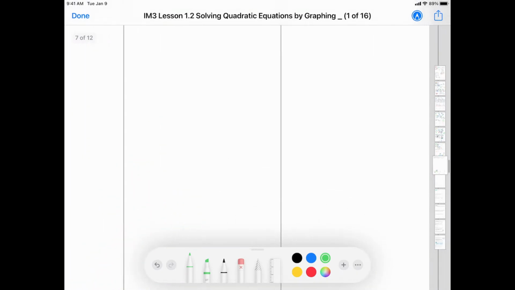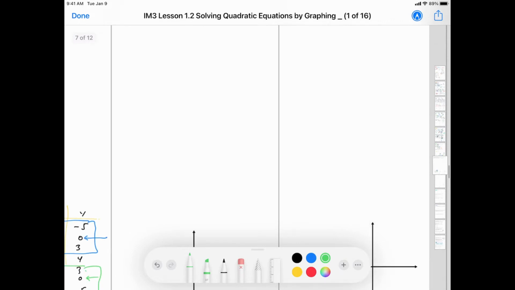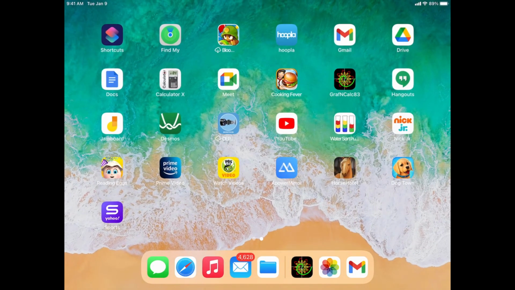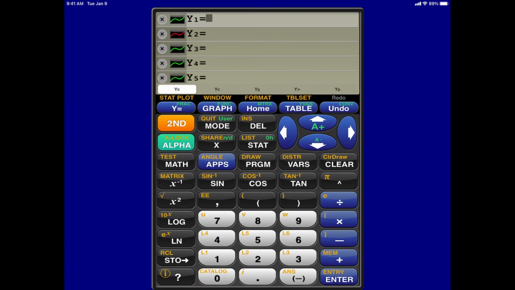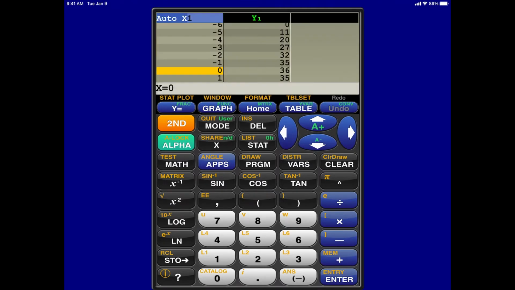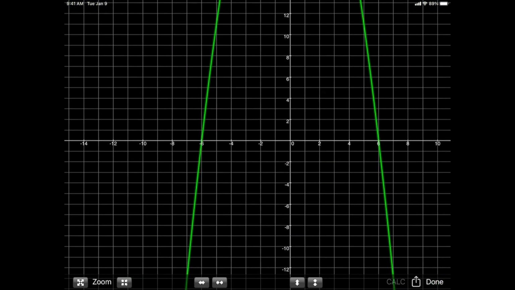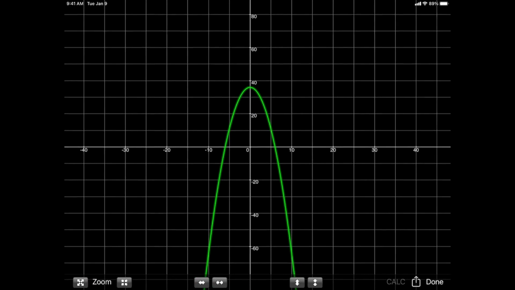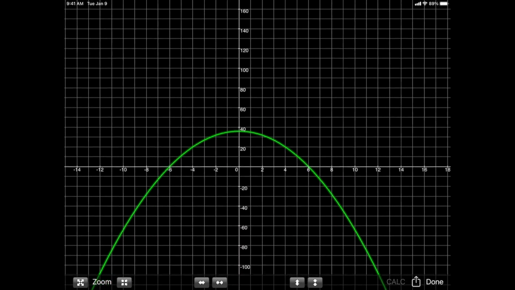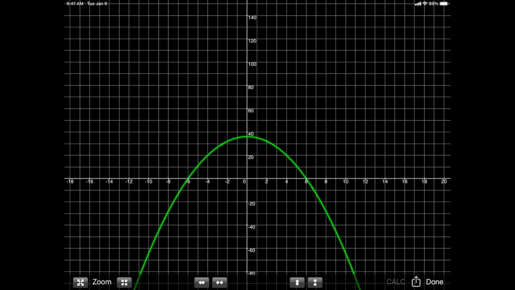All right, let's do this a couple more times. Let's go to number 19. Let's get a graph. Y equals, clear, negative x squared plus 36. Let's get a table and graph. Okay, you can zoom in and you can see that it actually goes through 6 and -6.